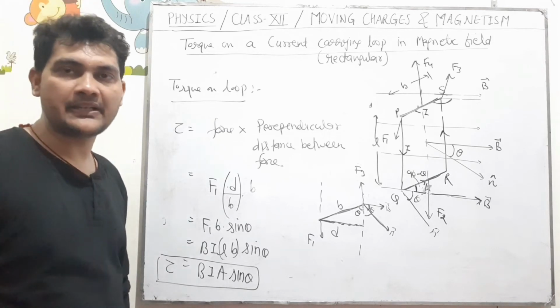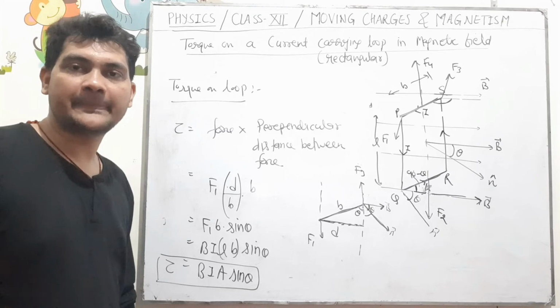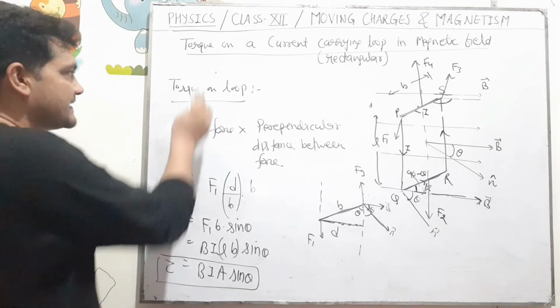B is the magnetic field, I is the current, A is the area of the loop, and theta is the angle between the normal of the loop and the magnetic field. Now let us see what are the special cases.